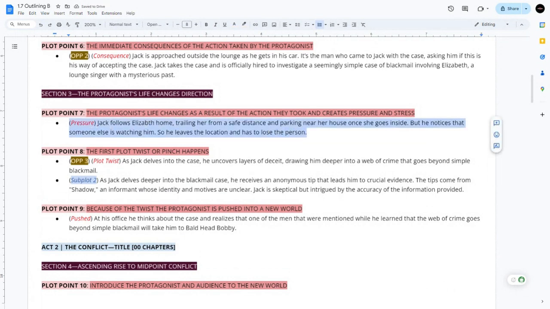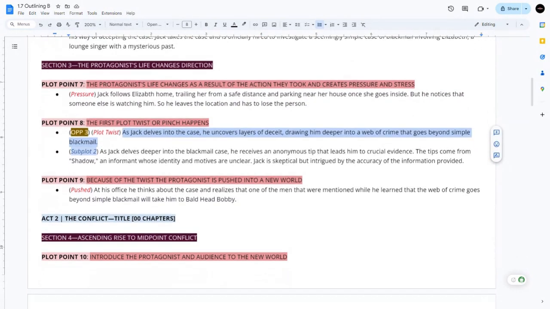Jack follows Elizabeth home, you know, because he does. That's who he is, right? Follows Elizabeth home. Okay? And, trailing her from a safe distance and parking near her house once she goes inside. But he notices that someone else is watching him. So he leaves the location and has to lose the person. Ooh. Which takes us to this, the first plot twist or pinch.